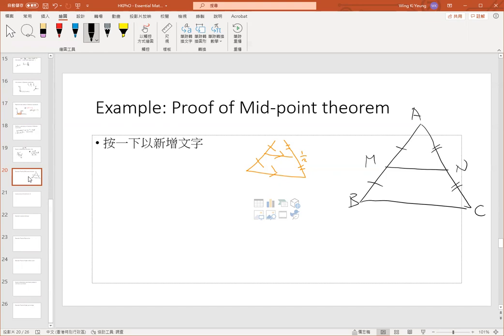Oh, then how do you prove this theorem? Like, if AM is equal to MB and AN is equal to NC, then MN is half of BC and MN is parallel to BC. Then how do you prove it? You just learned this theorem, but not the proof. Yeah, we didn't learn it. Similar triangles. Yeah, you can prove it using similar triangles.